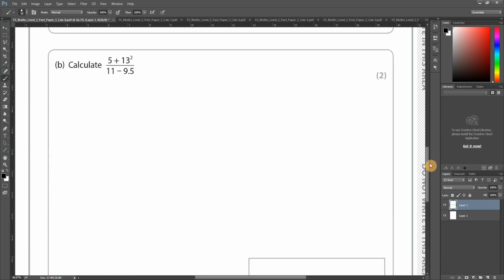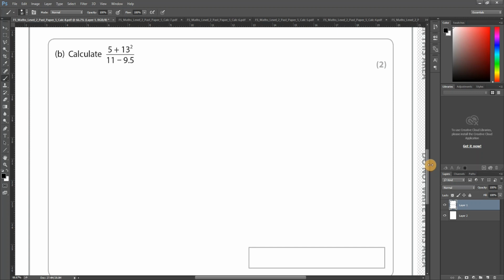Part B, for 2 marks, calculate all of that. And because it's 2 marks, I'm going to work out bits of these separately. So, for example, 13 squared is the same as 13 times 13. And the bottom bit, we could probably work that out separately as well. On the calculator, 11 take away 9.5. That's giving me 1.5. So, 13 times 13, I believe that's 169. Let me just double check. Yeah, 169.